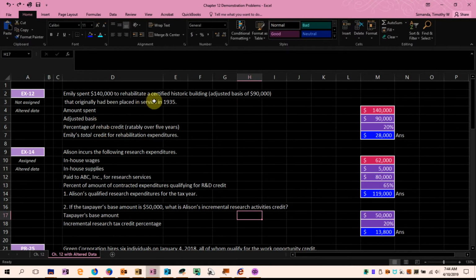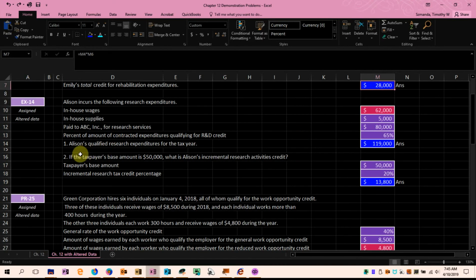So we have, in this case, Emily spent $140,000 to rehabilitate a certified historic building, adjusted basis of $90,000. She spent $140,000 using my altered data. Adjusted basis we said was 90, so I'm just entering the data here. The percentage of rehab credit ratably over 5 years is 20%. So in this case, the total credit was 20% of $140,000. Now, ratably over 5 years, you would take the $28,000 divided by 5, but they're not asking for that in this. They're just asking for the total credit.